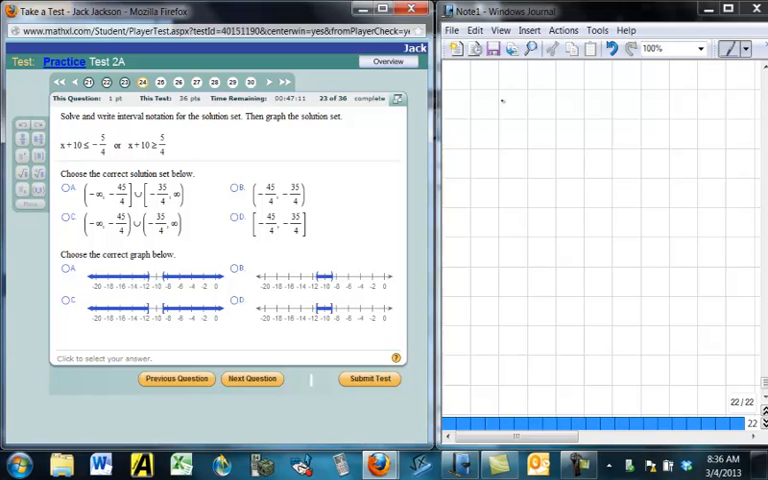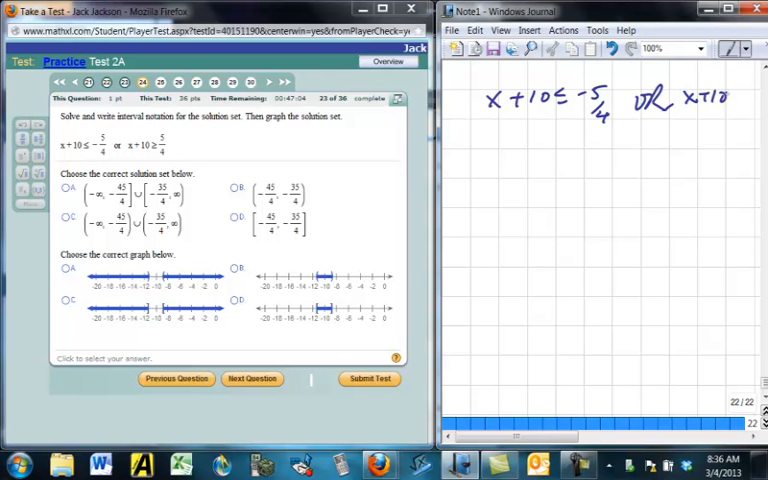Okay. x plus 10 less than or equal to negative 5/4, or x plus 10 greater than or equal to 5/4. Well, let's see. Subtract 10 from both sides. Negative 10 minus 5/4. Okay, and I get a common denominator by multiplying top and bottom by 4 here. Negative 40/4 minus 5/4 is negative 45/4.